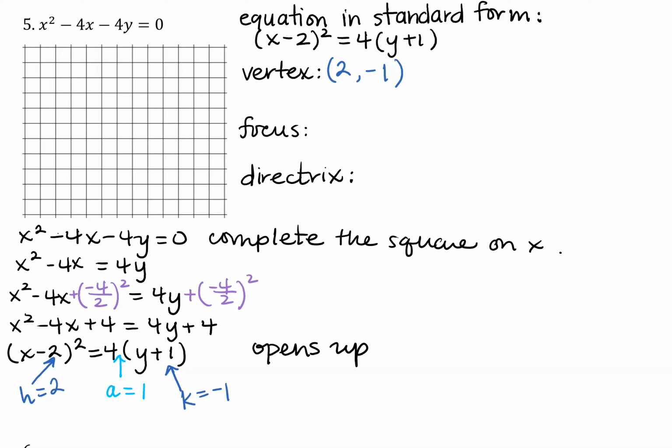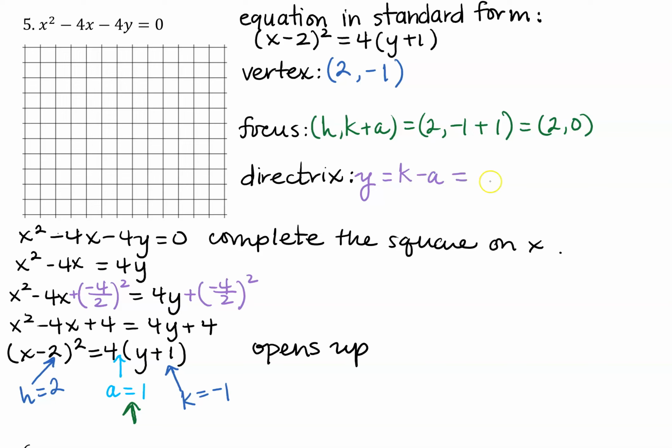The general form for a focus for a parabola that opens up is h comma k plus a. Our h is 2, our k is negative 1, and our a is 1. Getting that from here, a is 1. So our focus is at the point 2, 0. The equation for the directrix when a parabola opens up is y is equal to k minus a. Our k is negative 1, and our a is 1. So we have negative 1 minus 1, giving us the directrix of y is equal to negative 2.